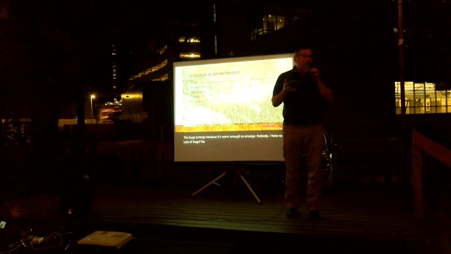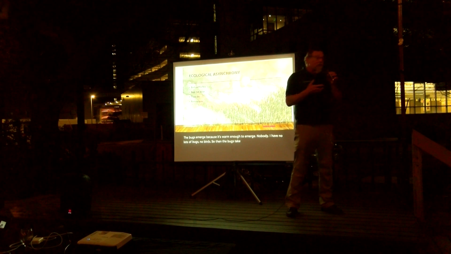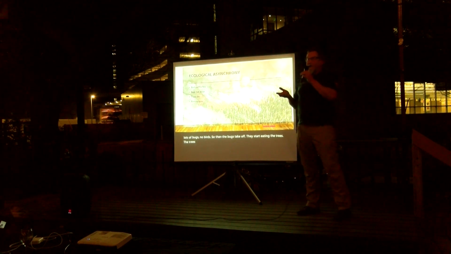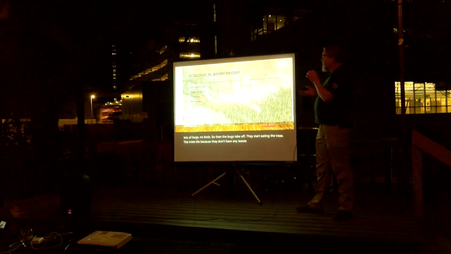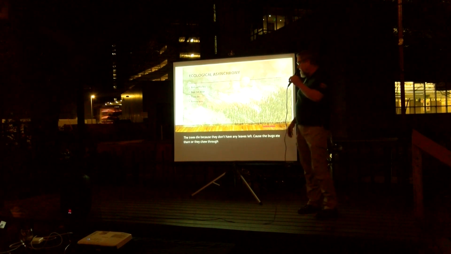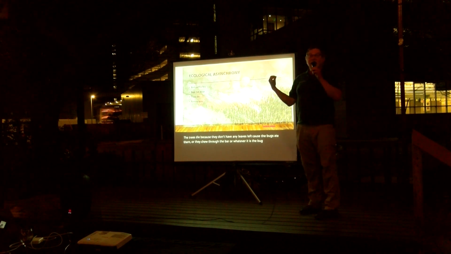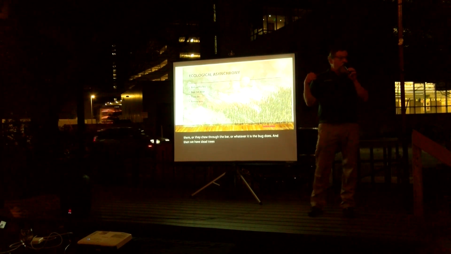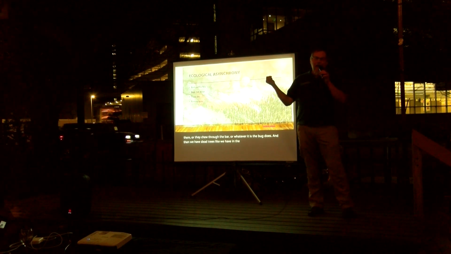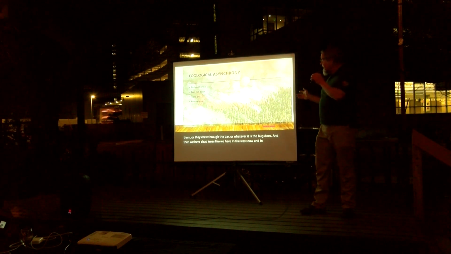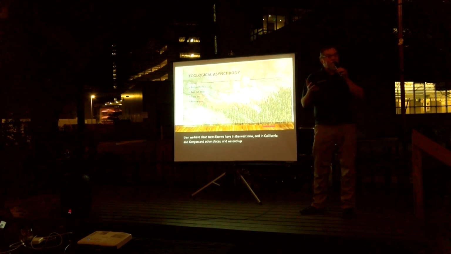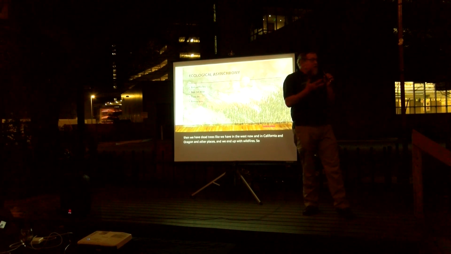So then the bugs take off, they start eating, the trees die because they don't have any leaves left because the bugs ate them, or they chewed through the bark, or whatever it is the bug does. And then we have dead trees, like we have in the West now, and in California and Oregon and other places, and we end up with wildfires. So that was because of asynchrony.